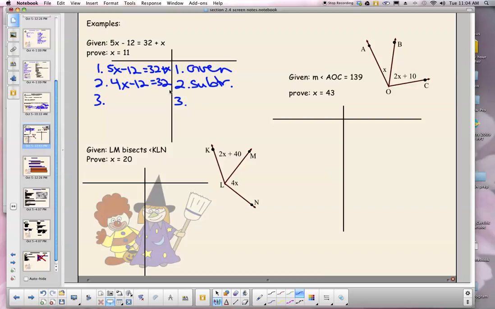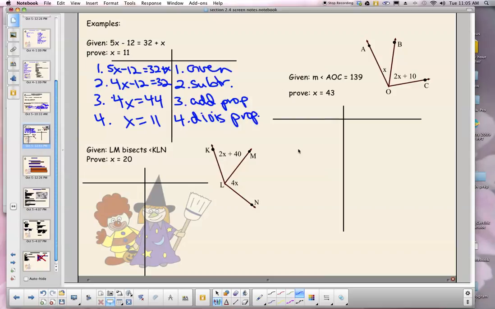I'm abbreviating due to the lack of room here. Next on my list, I would add 12 to both sides. So I'd get 4x equals 44. Since I added the same thing to both sides, that's the addition property. And then my next step, I would divide by 4 and x equals 11. Look at that, that's what I was trying to prove. So now I'm done, but I have to list my last reason. My last reason was I used the division property to divide both sides by 4.